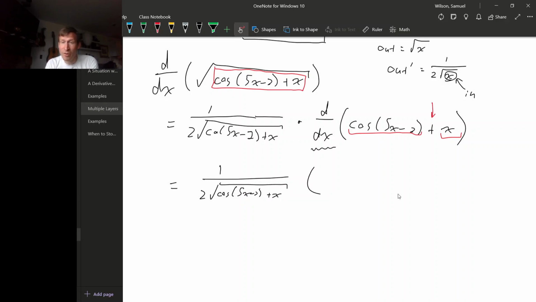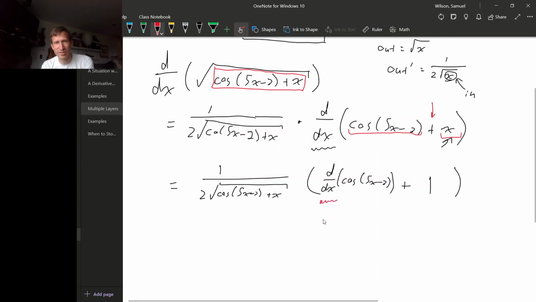So we need to use the sum rule for the derivative, and the sum rule says it's the derivative of the first piece, cosine 5x minus 2, plus the derivative of the second piece, this x. But the derivative of x is 1. All right, now we aren't yet done differentiating because there's this derivative left to do. Now this derivative is seeing this cosine, and this cosine has an inside piece. So now we have to use the chain rule again.